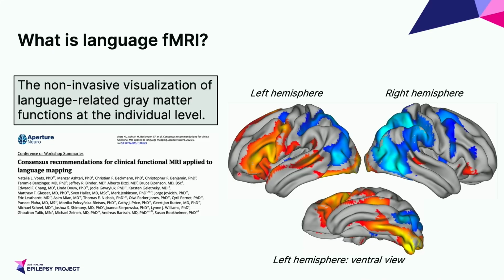So language fMRI refers to the non-invasive visualization of language-related grey matter functions and resolving this at the individual participant level. I've lifted this definition from a position paper, or a consensus paper, put out by the OHBM community earlier this year. There are elements of what I'll talk about today that overlap with what's in that position paper, so it's worth a look. Full disclosure, I've got nothing to do with that paper though.